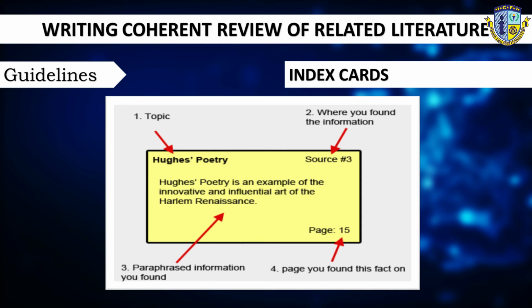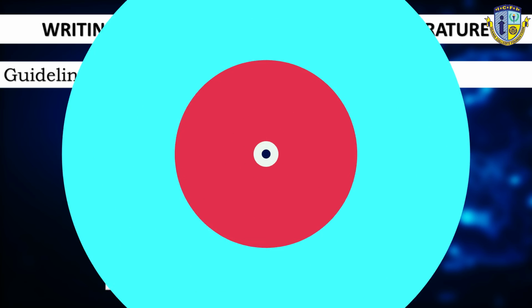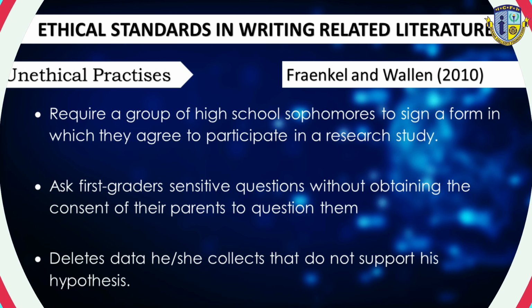Look at the index card example. Top left of the index card, indicate the topic. On the top right, indicate the source: the name, year published, title of book, and the like. At the middle, of course, is the information you quote. And at the bottom right is the page where you got the information. That is the proper way to use an index card.